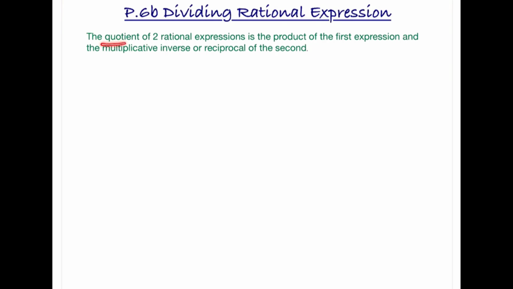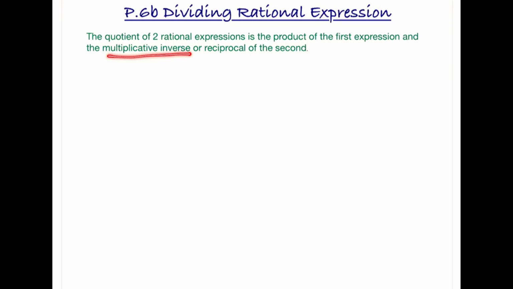The quotient would be dividing. The quotient of two rational expressions. We know that rational expressions are, in other words, we can call them fractions. So we are going to be dividing two fractions. How do we divide two fractions? Well, we find the product, multiply. So multiply the first expression. So we're going to multiply the first fraction and the multiplicative inverse or reciprocal.